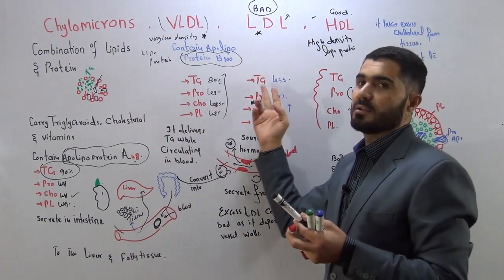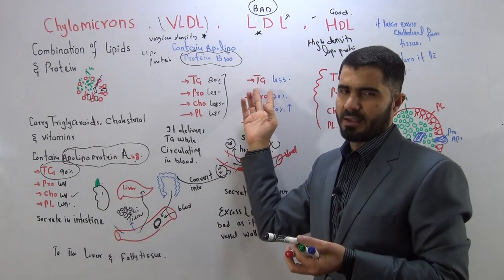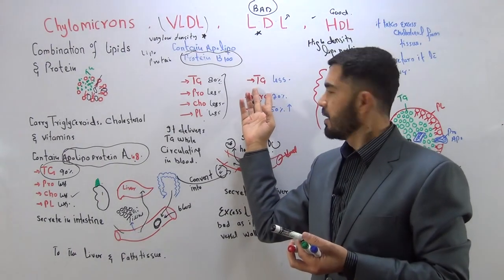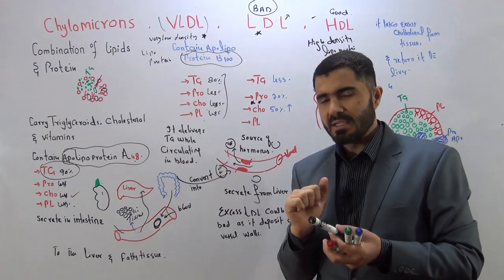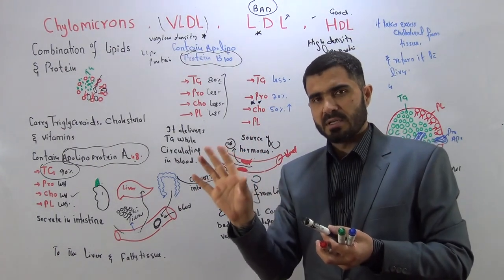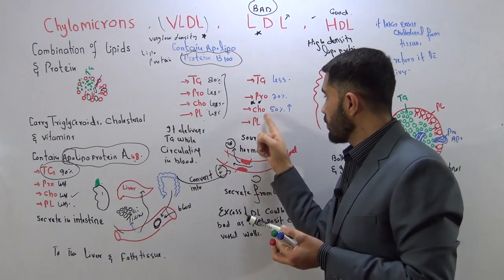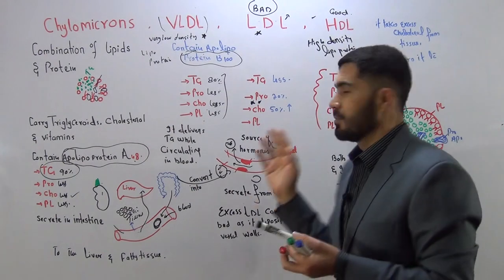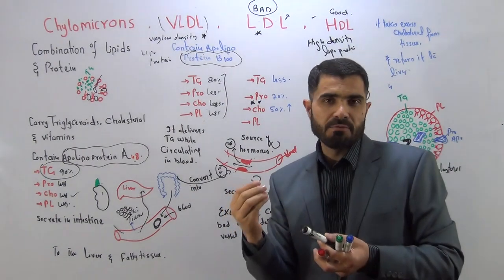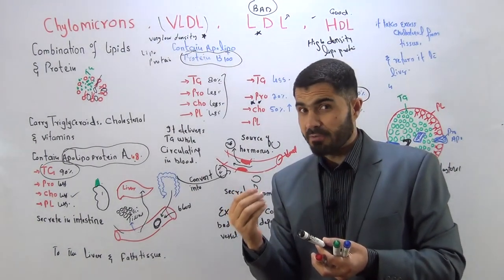LDL has very less triglyceride. This is very clear. Okay, fine. Triglyceride is very less. Protein is a little bit high, 20%. Protein, apolipoprotein is there. Okay, 20% is there. The most important thing is the cholesterol. Among all these 4 different forms, none of the forms has a very high quantity of cholesterol.